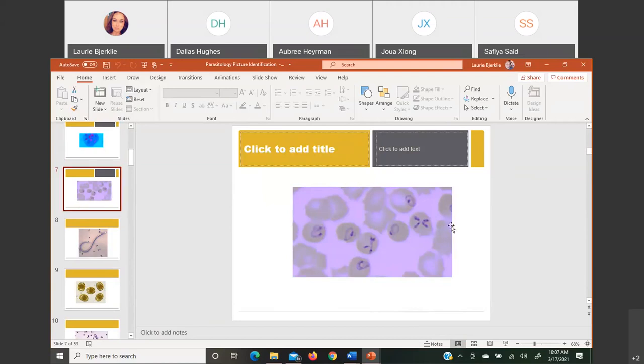Yeah, it is Babesia. The key is the Maltese cross or tetrad form here coming from ticks. Good. Otherwise, it has a ring stage which looks very similar to Plasmodium.